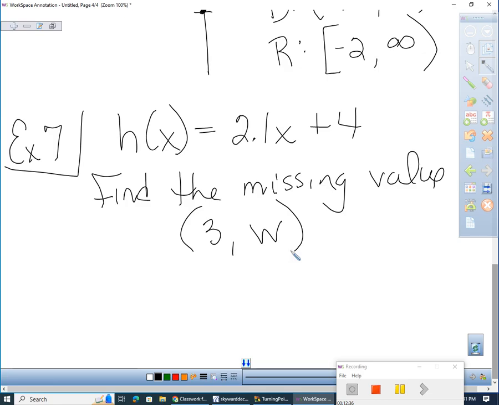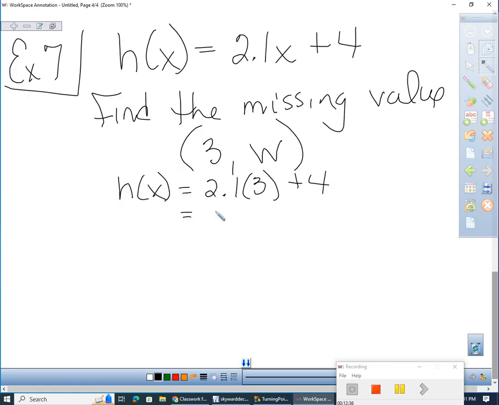So what do you think we're going to do with the 3? Plug it in for x. Yep, we're going to plug it in for x. So I have h of x equals 2.1 times 3 plus 4. So 6.3 plus 4, or 10.3. That's actually what the w equals, right?